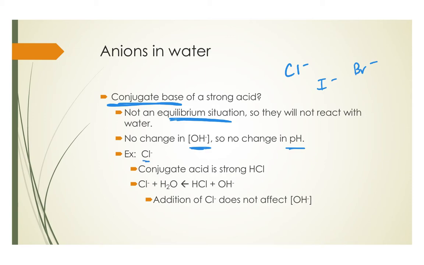Okay, so as an example, again, Cl minus, its conjugate acid is HCl. So we know that if I put Cl minus with H2O, we will not have a reaction, because the reverse reaction is that of a strong acid with OH minus in the water. And so as a result, this reaction will not proceed in the forward direction. Addition of chloride ions to a solution does not affect the concentration of OH minus, and so you have no change in pH.